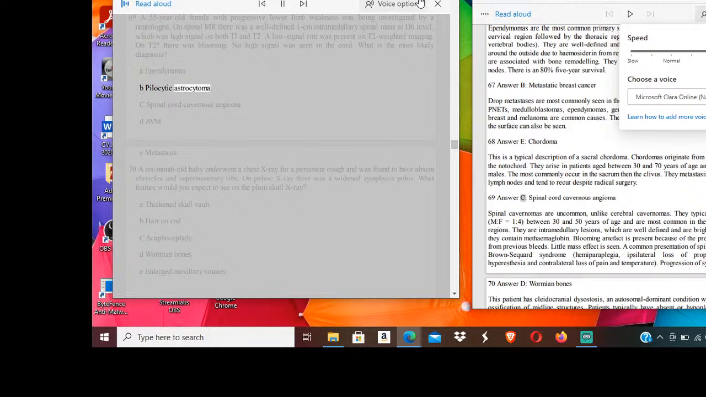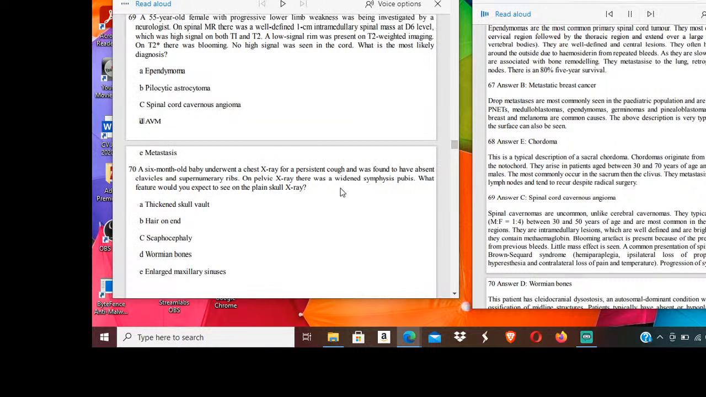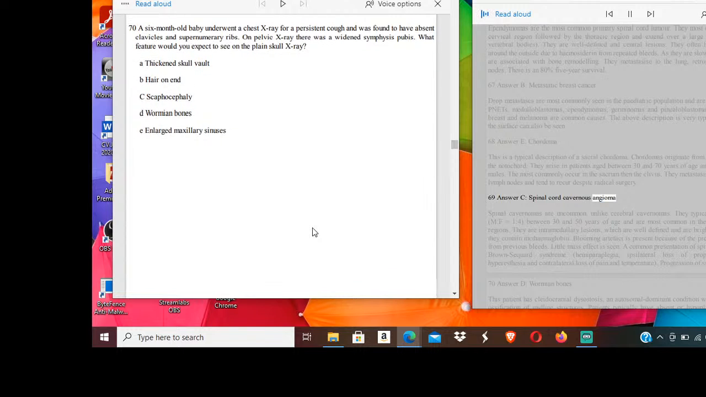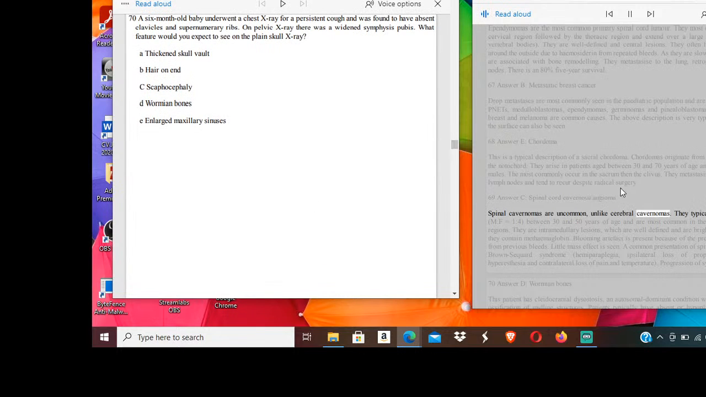A. Ependymoma. B. Pilocytic astrocytoma. C. Spinal cord cavernous angioma. Spinal cavernomas are uncommon, unlike cerebral cavernomas. They typically present in women.